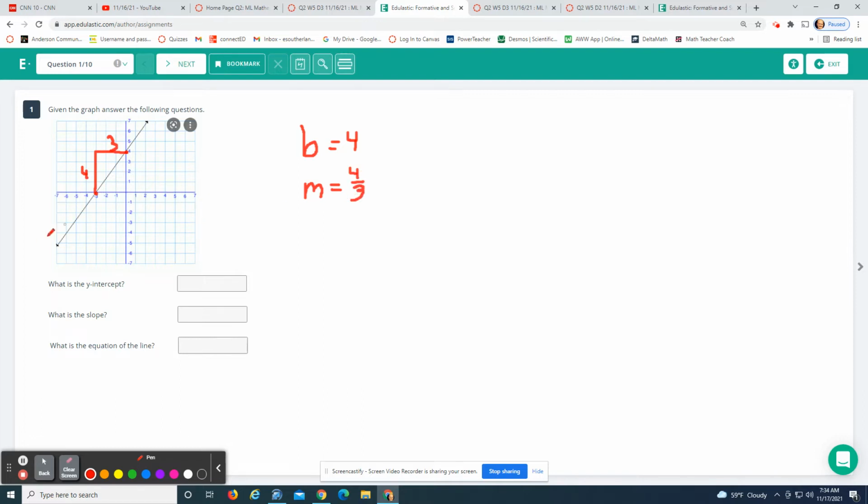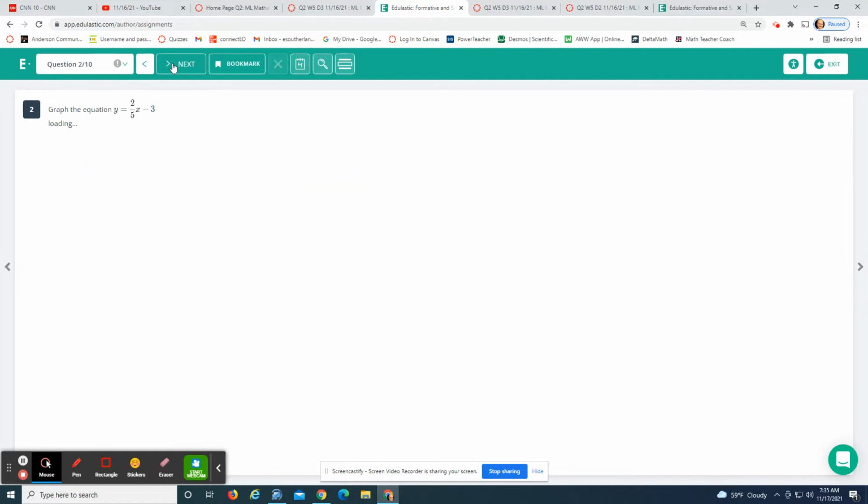You want to check left to right. This is positive. So for the y-intercept, it's the number 4. For the slope, it is 4 over 3. The equation of the line would be y equals 4 over 3 x plus 4. And then you can move on to the next question.